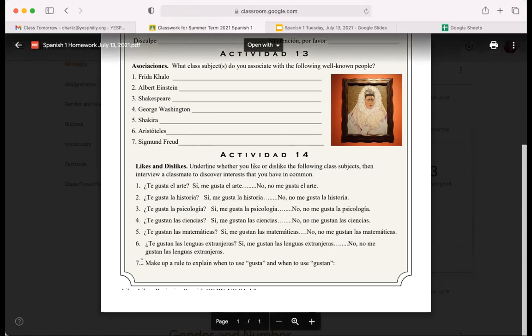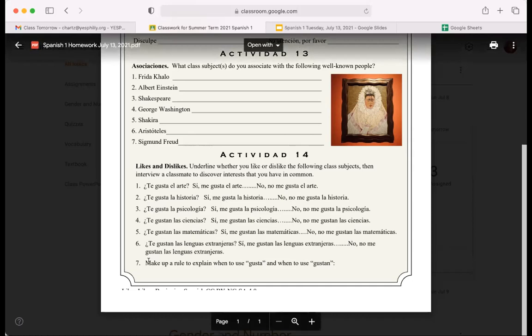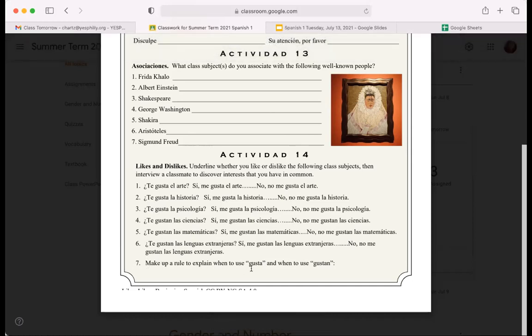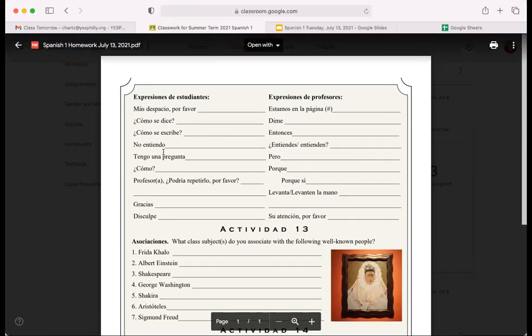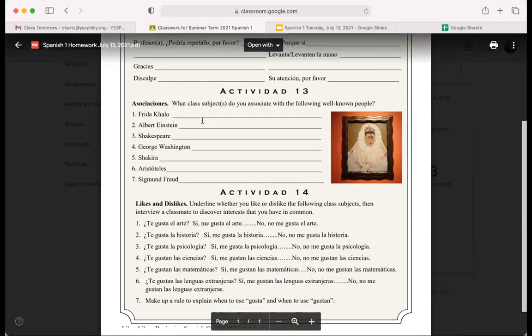And for number 7, you don't have to do that. It says make up a rule to explain when to use gusta or when to use gustan. And we already went over that in class. So you can if you want, but you don't have to. And like I said, this is vocabulary in the top. Don't worry about it. Don't do anything. You don't have to do anything with this.